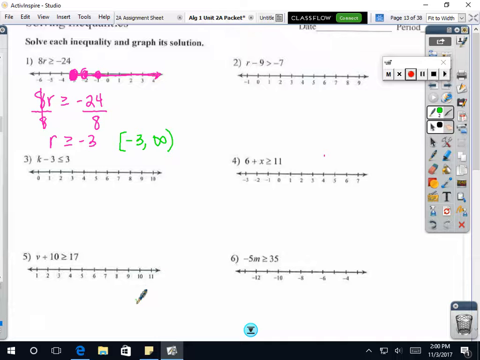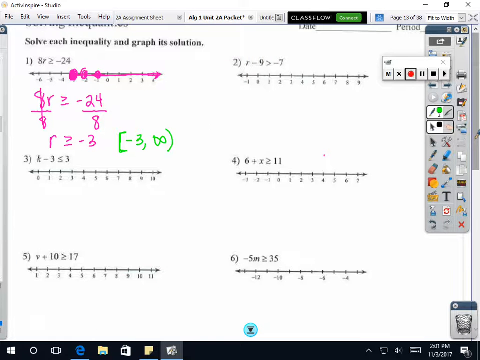We're going to do a lot of these. You'll start to get it as we do them. Because negative 3 was actually one of the solutions, this bracket means that negative 3 is included in the solution set. And the solutions go from negative 3 to infinity. This is a bracket, that's a parenthesis. You always put a parenthesis on infinities.